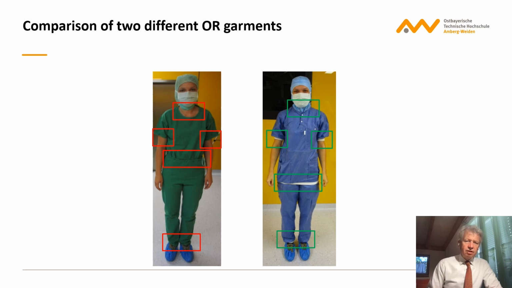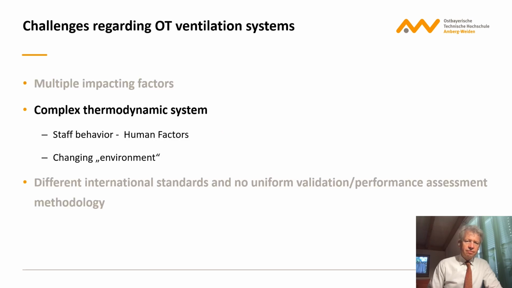Then, of course, the OR garment plays an important role. If you have tight cuffs at the clothing, this is also providing less release of colony-forming units by skin flakes. And then we have to look into the human behavior and the environment overall.